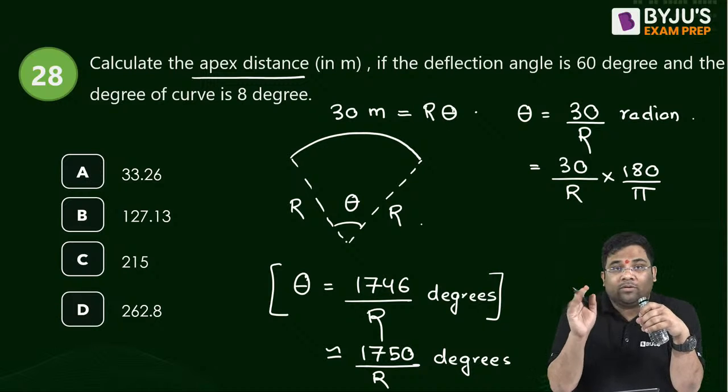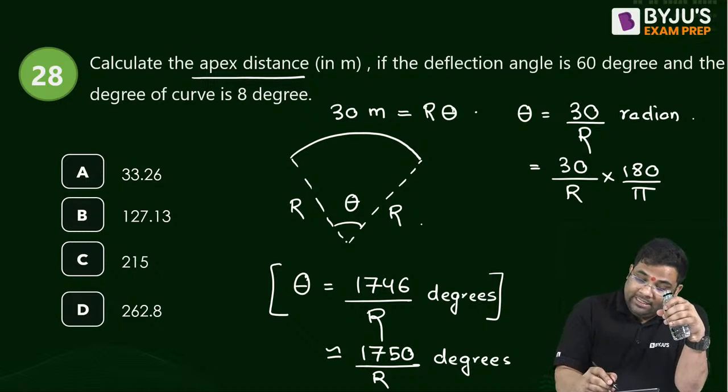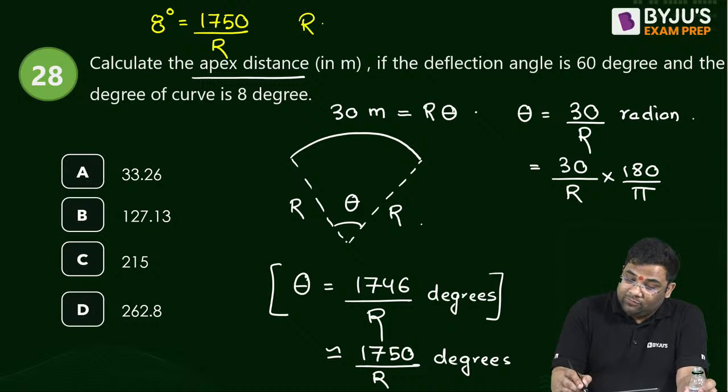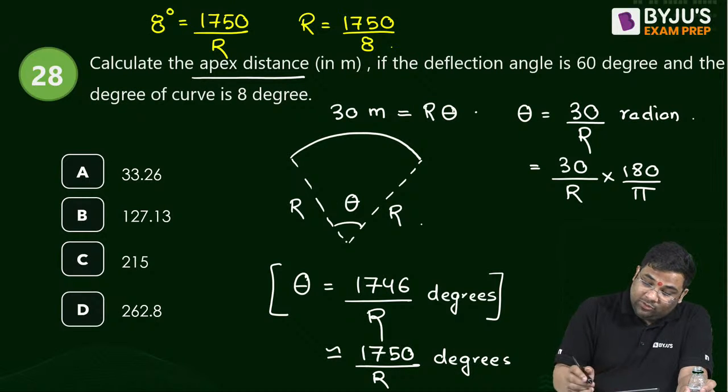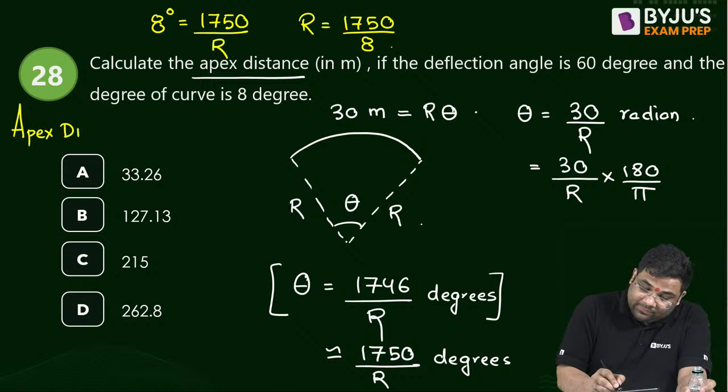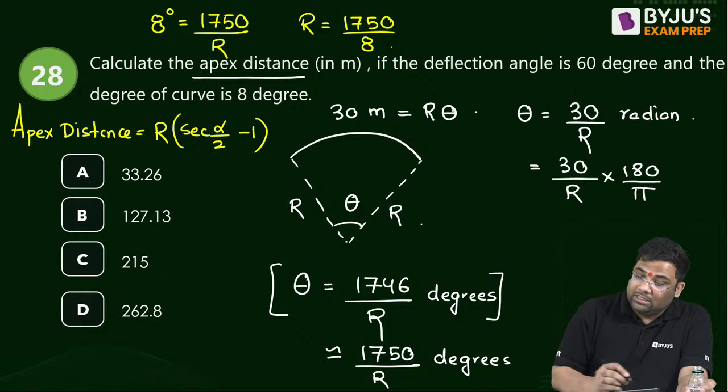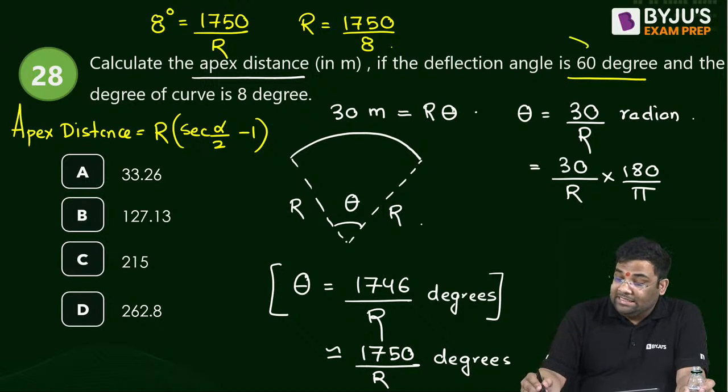First, you do the order. The degree of curve is given as 8 degrees. So 8 degrees is equal to 1750 by R, and from here the radius will be 1750 by 8. Very good. Then they ask the apex distance. The apex distance was R into sec alpha by 2 minus 1. Now the deflection angle is given as 60 degrees, so alpha by 2 is 30 degrees.